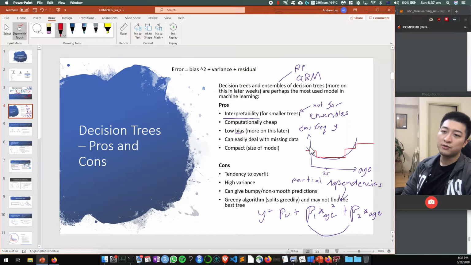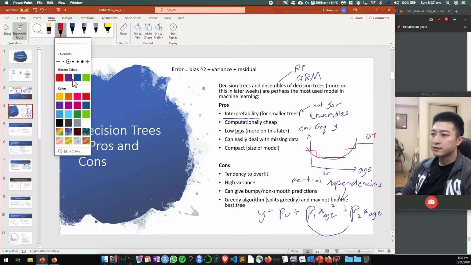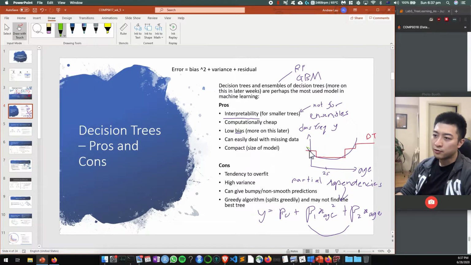If you use, say, GBM, it's going to be far smoother, right? Because with GBM, you are ensembling possibly thousands of decision trees. So if this is a decision tree, possibly some kind of GBM might look more like this.